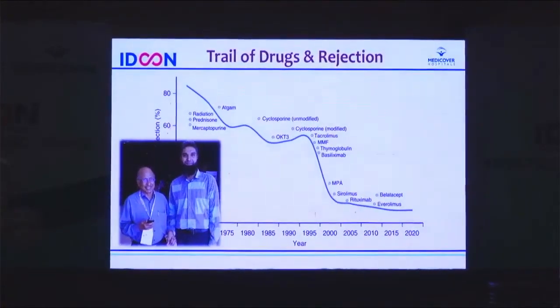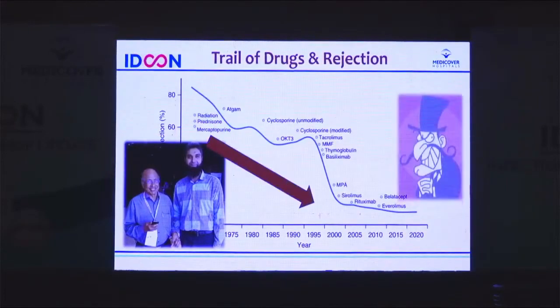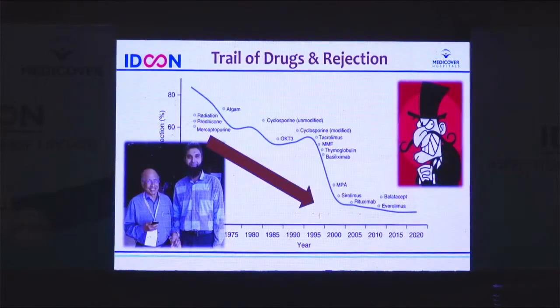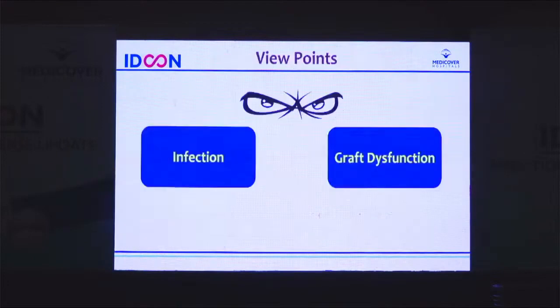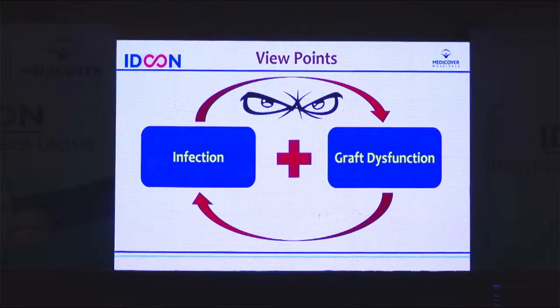But now the rejections have come down significantly. With that have come up the infections. These infections are really creating havoc in the transplant sector. So we'll try to focus the topic on infection and graft dysfunction. There are 3 ways to look at it. First is infection, which can cause graft dysfunction. Second is graft dysfunction, which, if treated, can increase the risk of infection. And the last is infection and graft dysfunction coming together. So we'll try to assess it one by one.